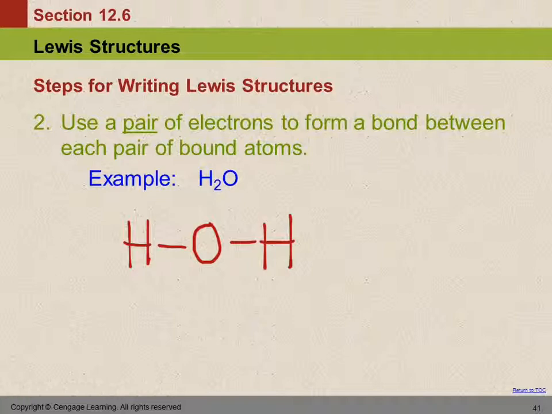So there's a pair of electrons. Each of these lines is a pair of electrons. Another way to think of it is that's a shared pair of electrons. Let's see if I can adjust this.